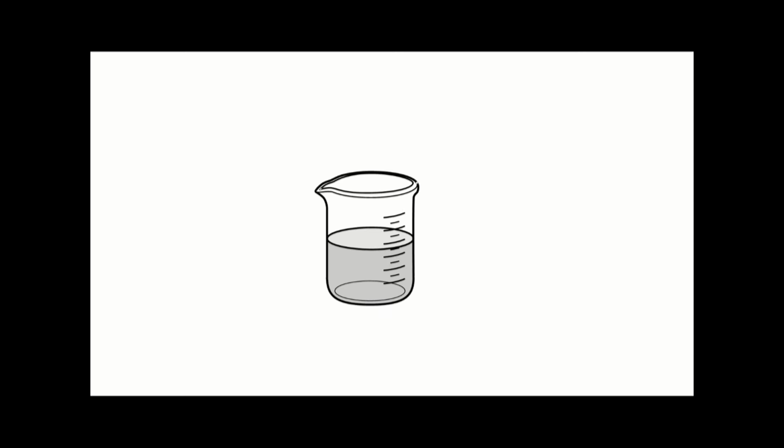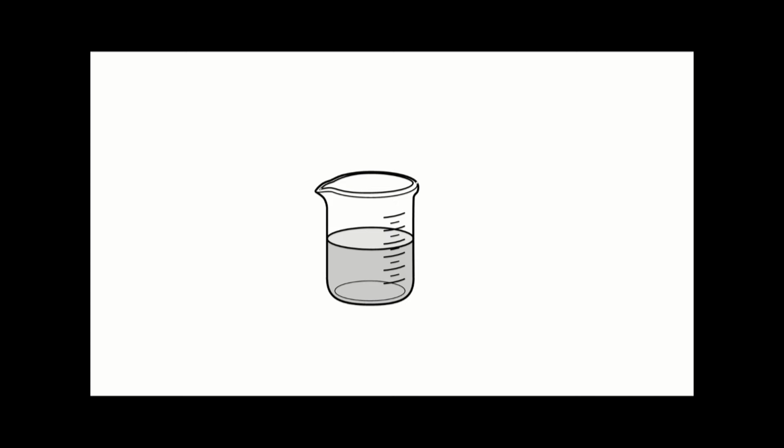So in this topic we're going to look at something called electrolysis. Electrolysis is the splitting up of compounds to make elements using electricity. Electro means electricity, lysis means splitting. Let's have a look at how that works.